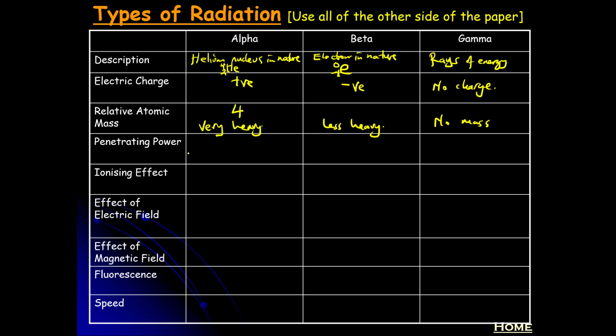Then penetrating power. How far can these enter into a material? How far can they penetrate material? So alpha particles are less penetrating. I'm going to describe an experiment concerning this. Alpha particles are less penetrating, like you saw in the video. These ones are more penetrating, and these ones can penetrate farthest.